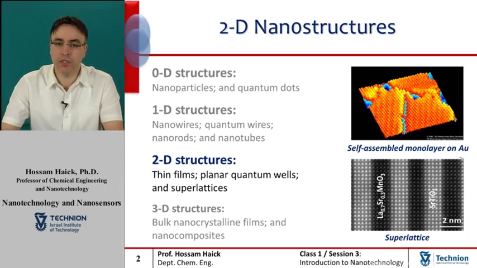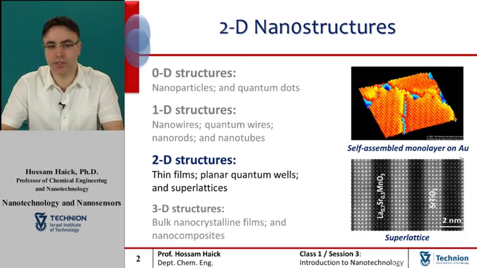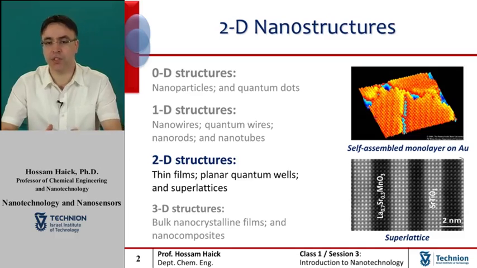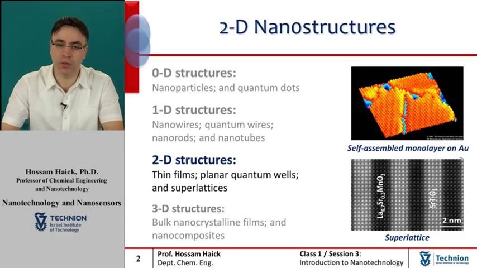In the lower image on the screen, you can see a transmission electron microscopy image of a superlattice, where alternate layers of two different materials exist. In this context, please note that the thickness of each layer is only 2 nanometers.